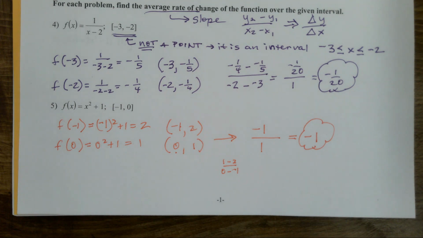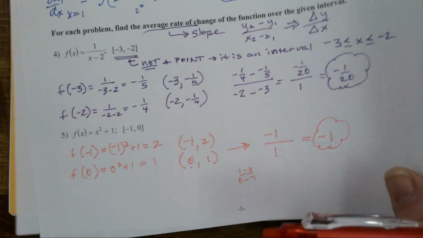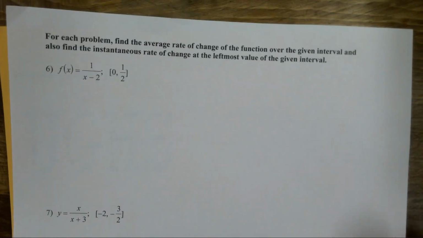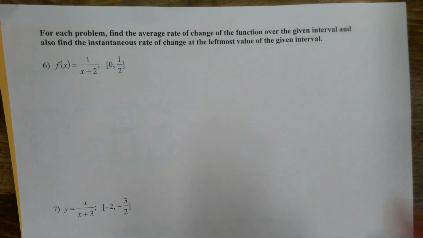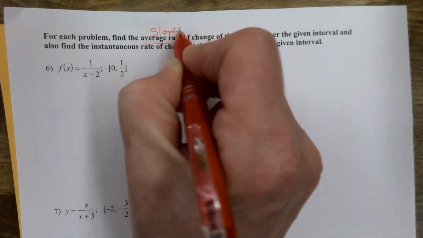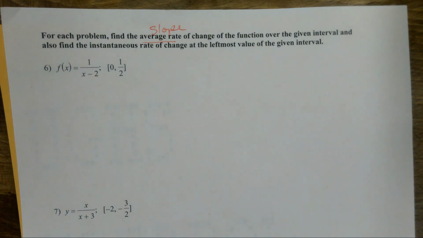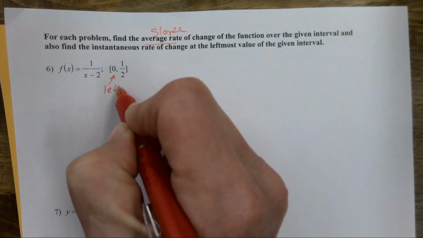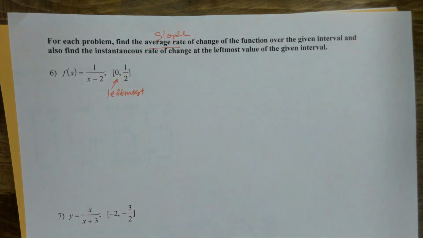We're going to do a couple problems where we find both the average and the instantaneous at a particular value, because to do the instantaneous I only need one piece of the interval. Our directions are, for each problem, find the average rate of change over the given interval. So again, this is my slope over the given interval. And then the instantaneous at the leftmost value, meaning I want to do the instantaneous at just the start of the interval. That's what they mean by leftmost.